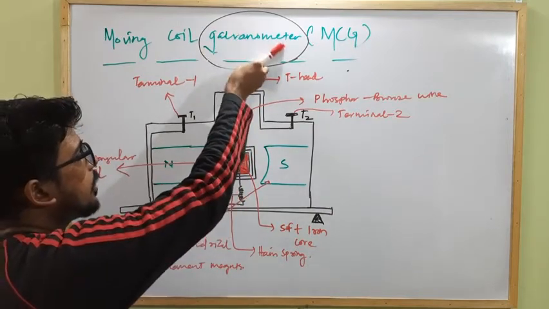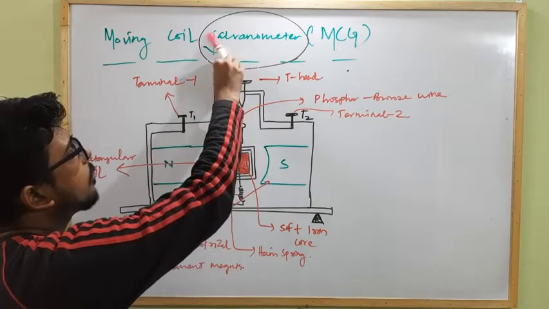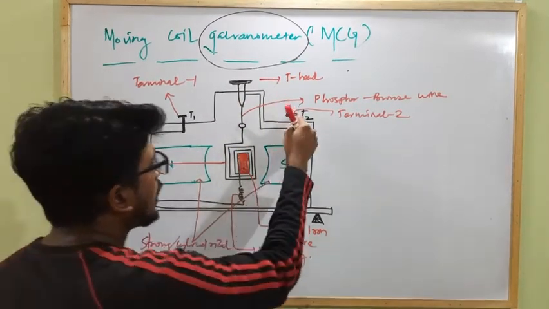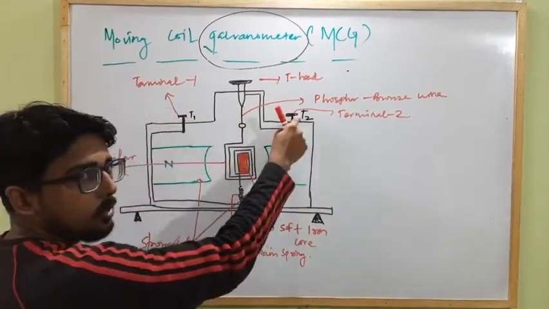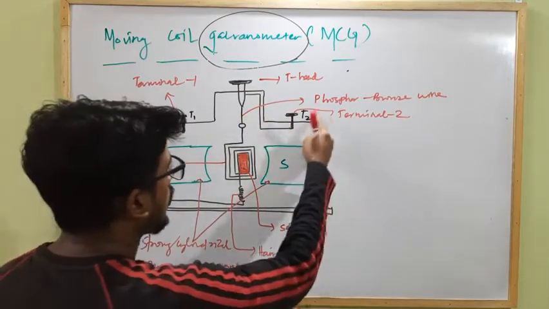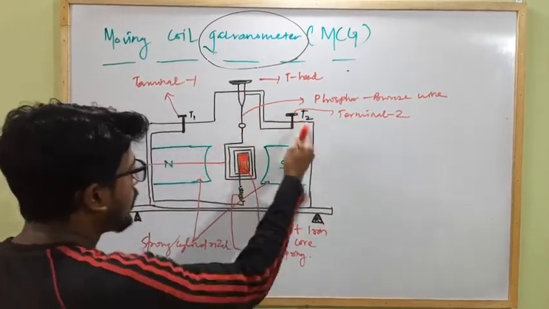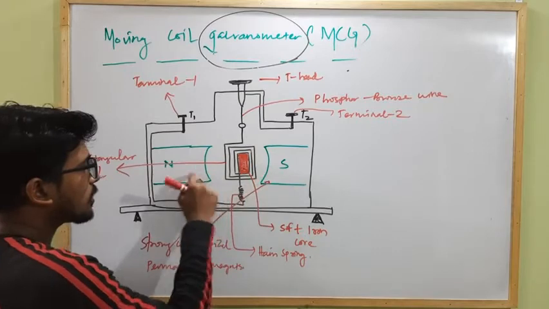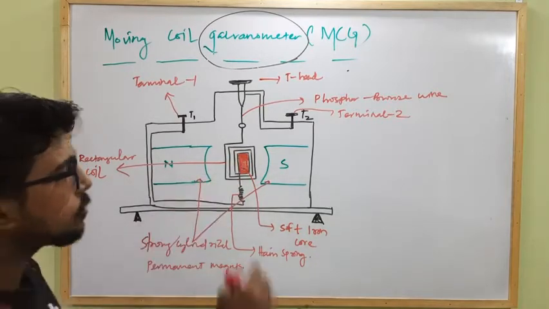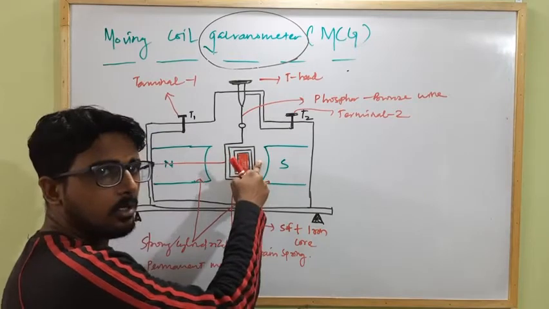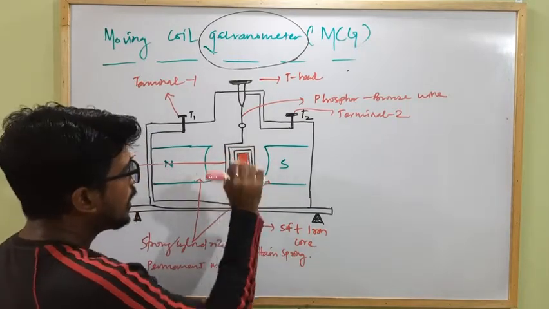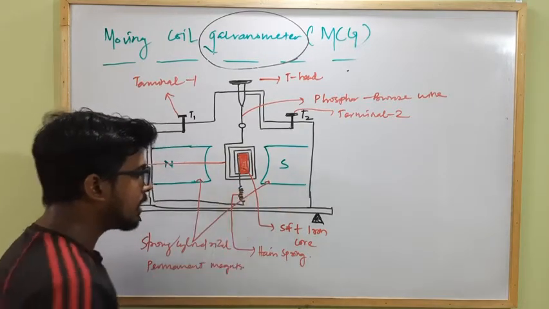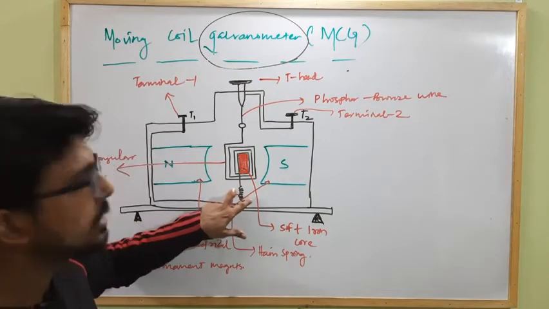From this head there will be a pointer which moves over a calibrated scale, and by this we read the current amount. When we connect these two terminals T1 and T2 in an external current carrying circuit, the current starts to flow through this coil. Due to the external magnetic field produced by these strong cylindrical magnets, the coil starts rotating because it experiences a torque, and due to rotation of the coil the hairspring gets twisted, and a restoring torque is produced within the hairspring.